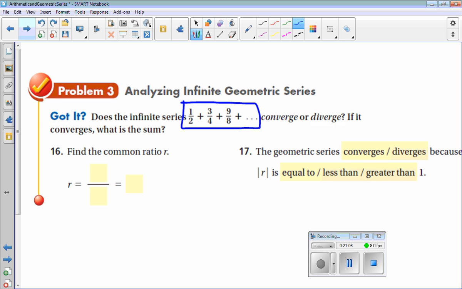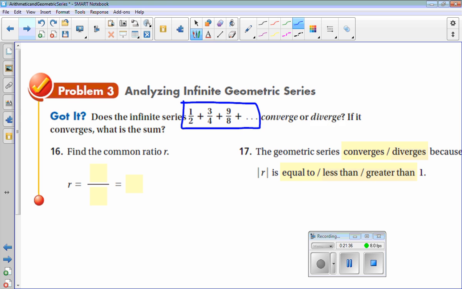Let's look at this series. Okay? 1/2, 3/4, 9/8, plus, plus, plus. Let's just, you don't have to write this one down. Let's just decide whether or not it converges or whether or not it diverges. And if it does converge, can we find the sum? How do we decide if it converges or diverges? Is it getting closer and closer and closer to a number?